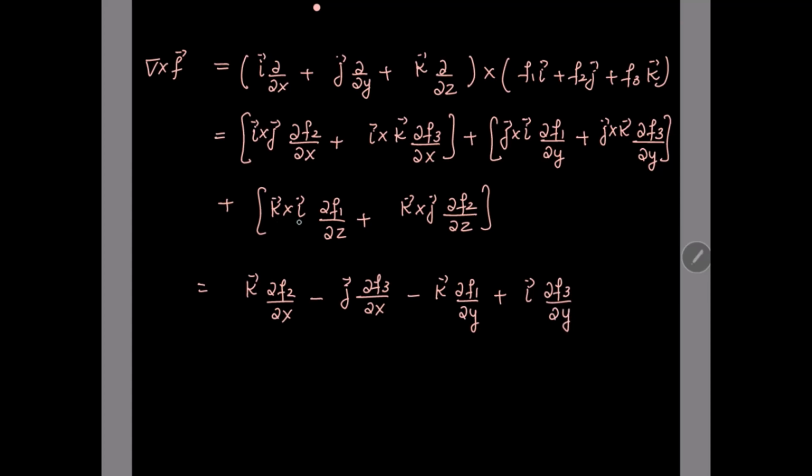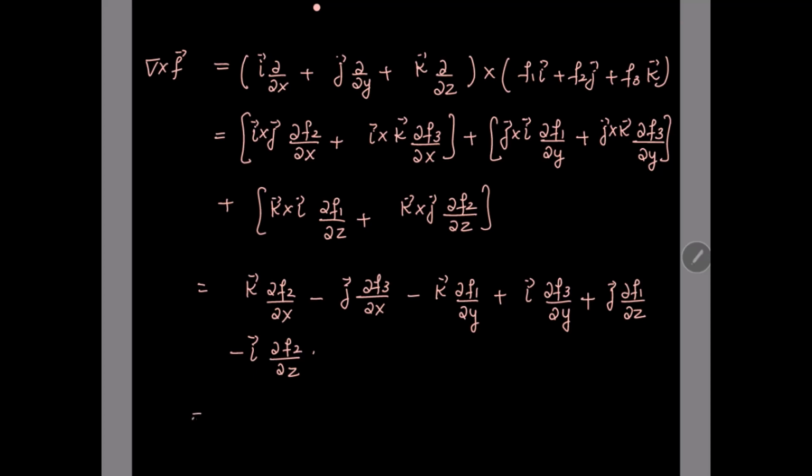Then is k cross i. This is also a forward sequence, so this is j ∂f1/∂z. k cross j, this is a reverse sequence, so this is minus i ∂f2/∂z. I hope the sequence is clear.